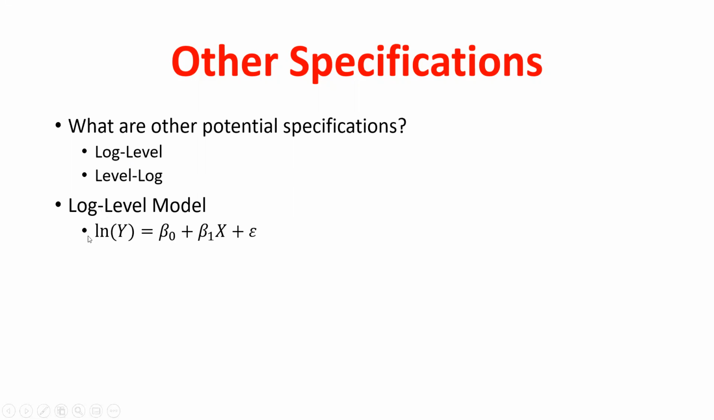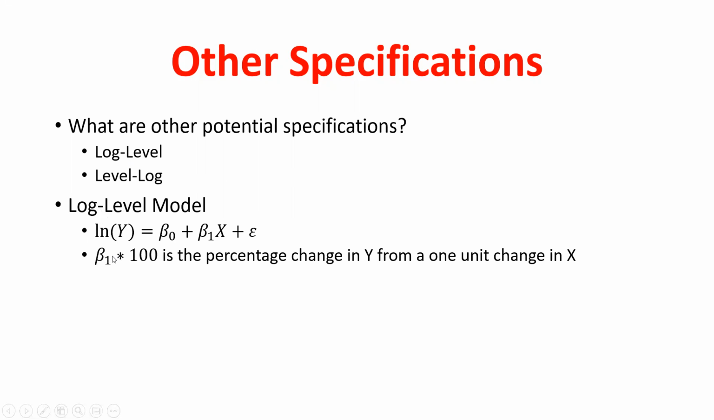So if we think about a log-level, I've taken the natural log of y, I've left x alone. The way we interpret beta 1 now is, if x goes up by 1 unit, beta 1 is not the percentage change in ln y. It's not a proportion, but to turn it into a percentage, we multiply it by 100. So a 1 unit change in x would cause the predicted y value to go up by beta 1 times 100, okay?